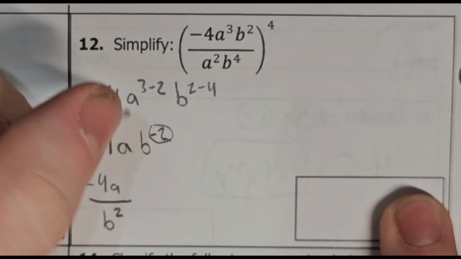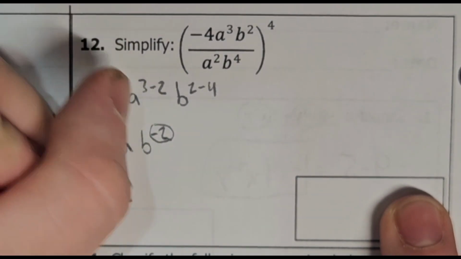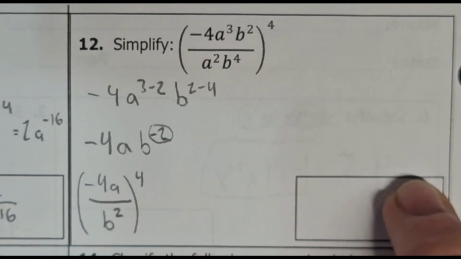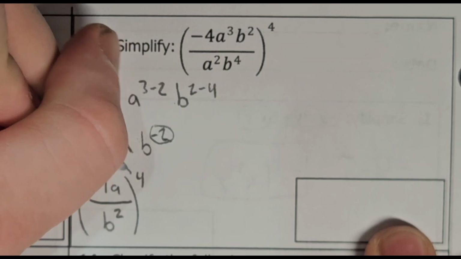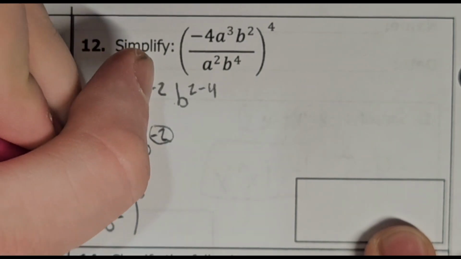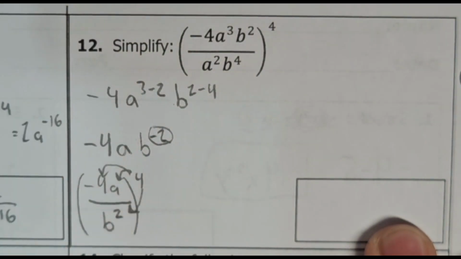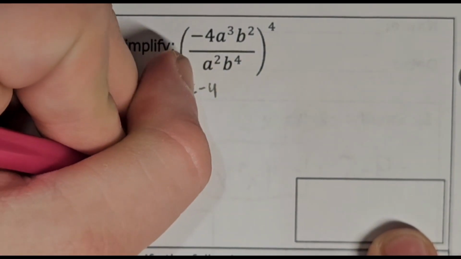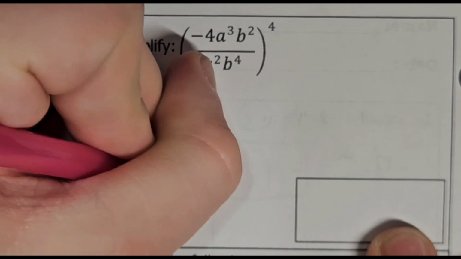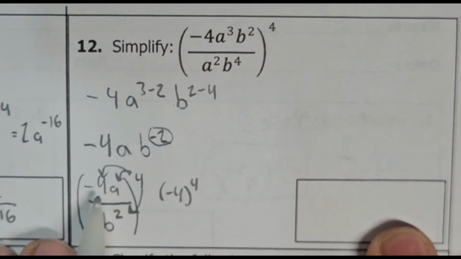Then, after we've done what's on the inside of the fraction, we can bring in the exponent. We need to remember to bring this exponent to each part of this problem, including the bottom part. So including this b squared, also including this negative 4. So this would be negative 4 to the power of 4. Don't forget to put the negative coefficients in parentheses.